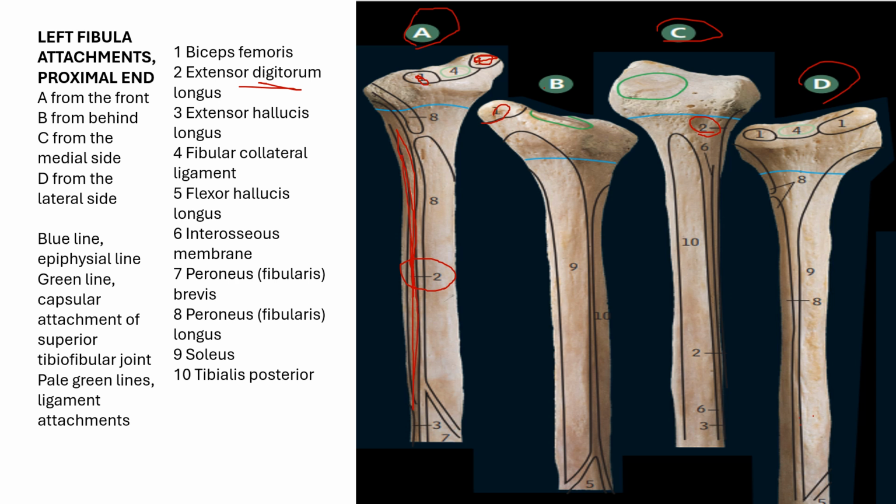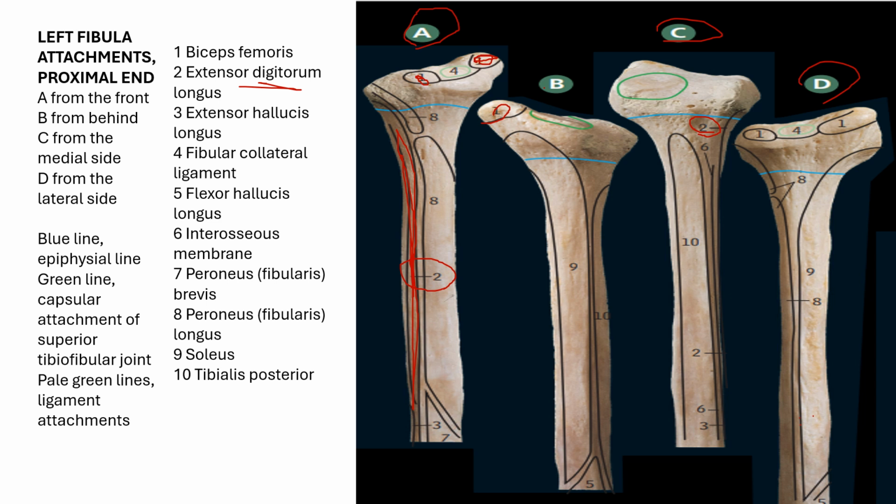So the extensor digitorum longus is going to originate from the lateral condyle of tibia, superior 3/4 of fibula, and from the interosseous membrane. It goes below and inserts at the middle and distal phalanges of the lateral four toes, and it gets its supply from the deep peroneal nerve.